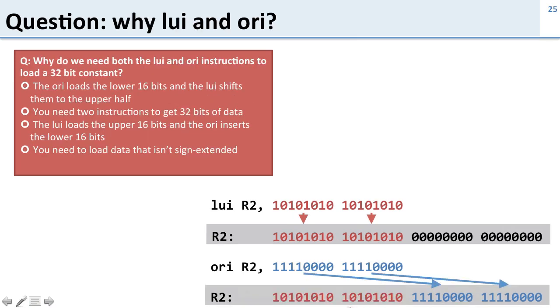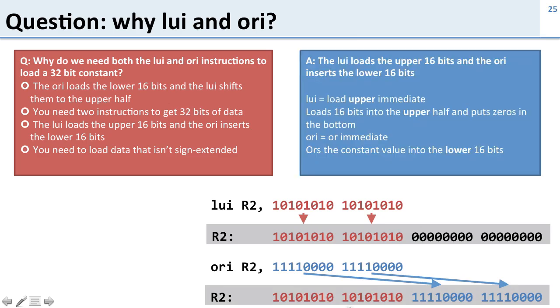So a question, why do we have both the load upper immediate and the OR immediate instructions in order to load a full 32-bit constant? Well, the reason here is the load upper immediate loads the upper half, and the ORI, the OR immediate, loads the lower half. So we've got two instructions to load the two halves of the 32-bit value.